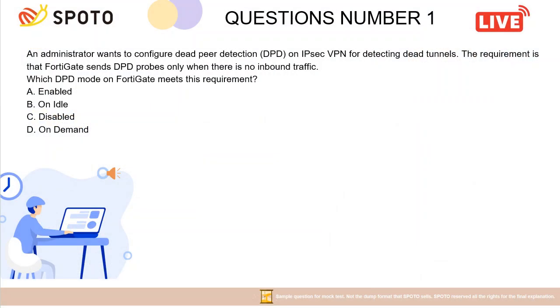Question 1. An administrator wants to configure dead peer detection (DPD) on IPsec VPN for detecting dead tunnels. The requirement is that FortiGate sends DPD probes only when there is no inbound traffic. Which DPD mode on FortiGate meets this requirement? A. Enabled. B. On idle. C. Disabled. D. On demand. You have 15 seconds to answer.